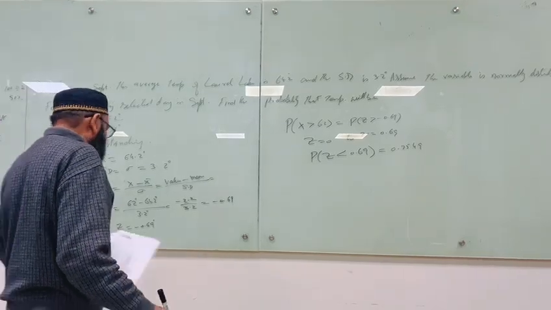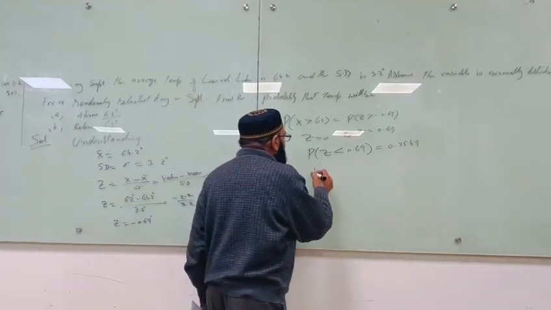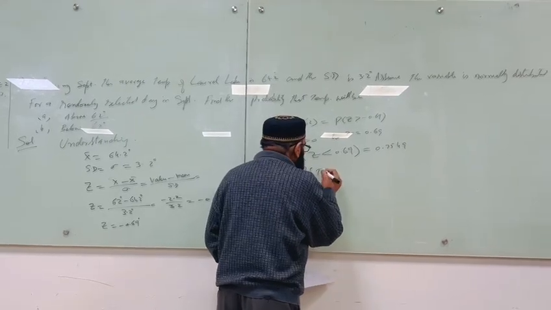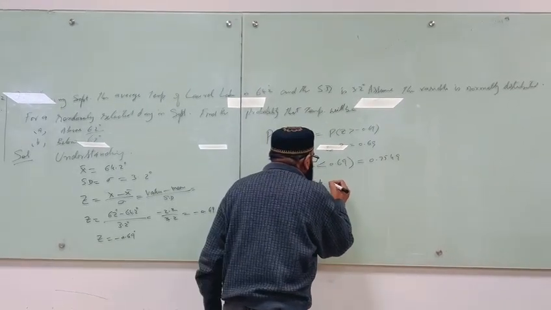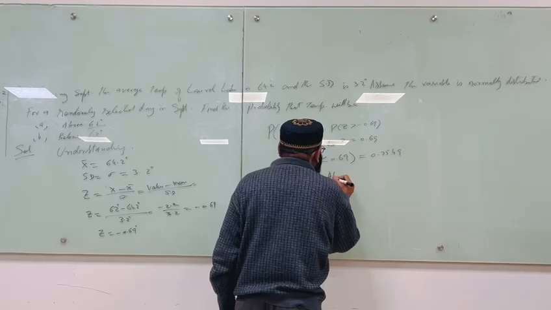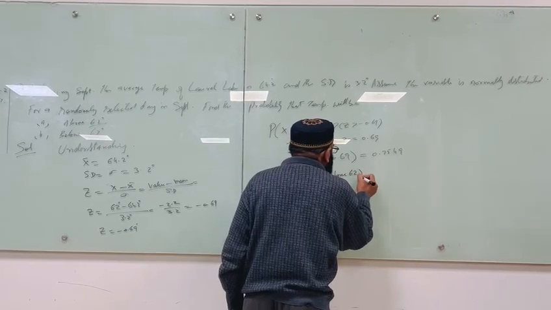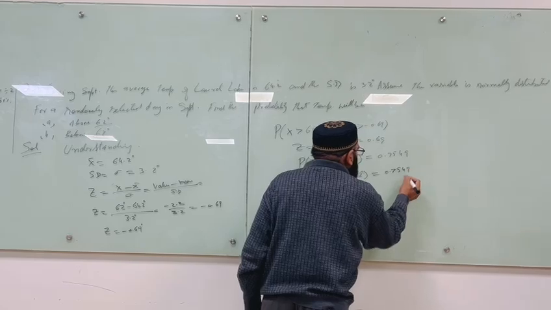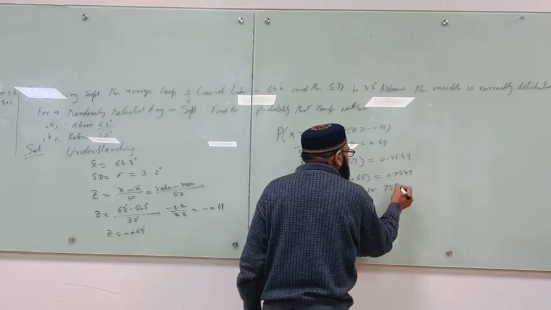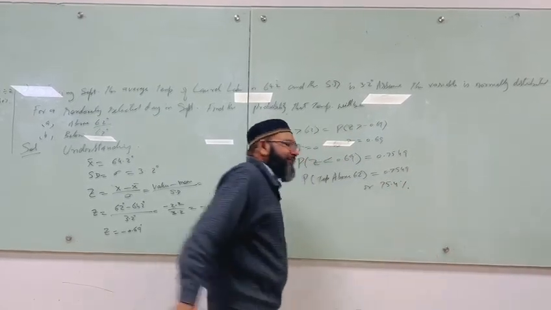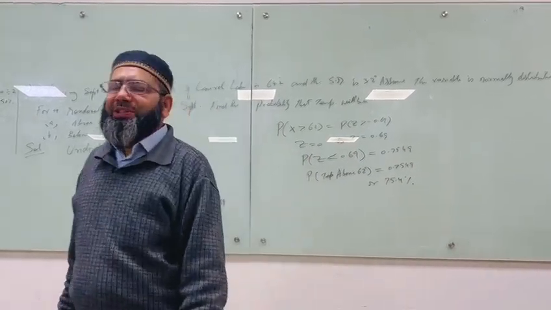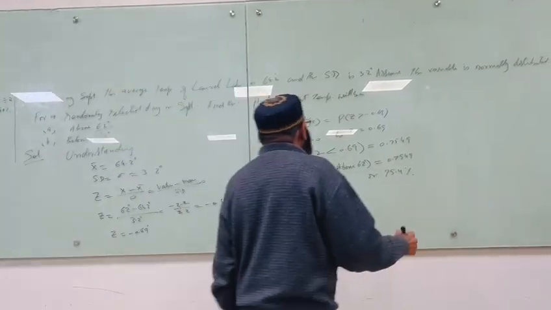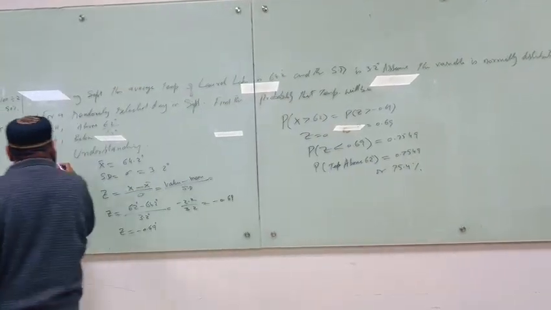So the probability of temperature above 62 degrees is equal to 0.75, or 75.4%.